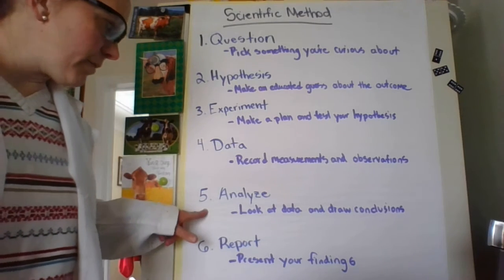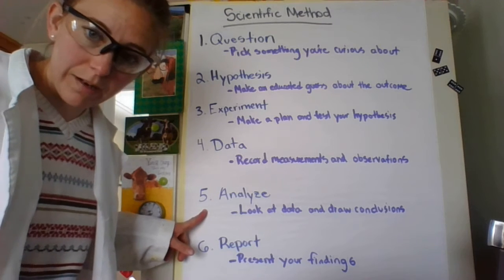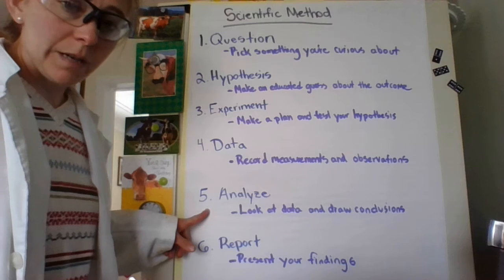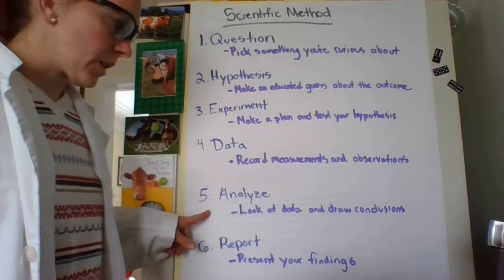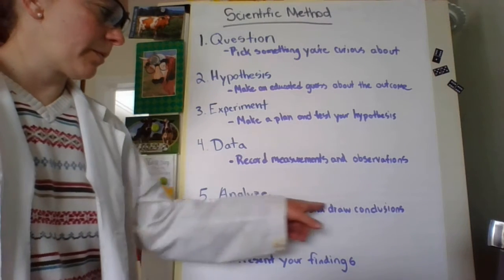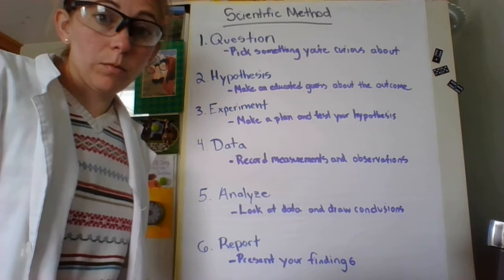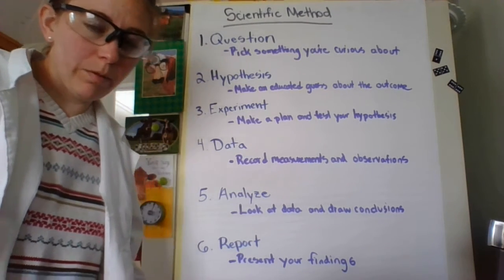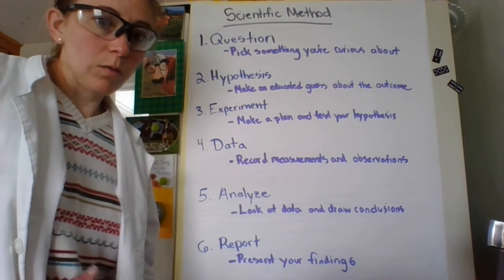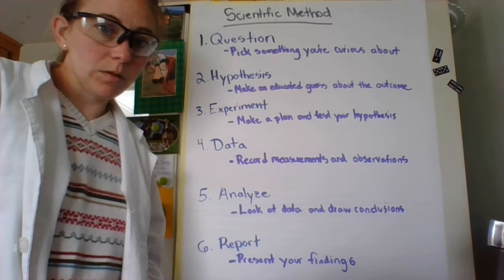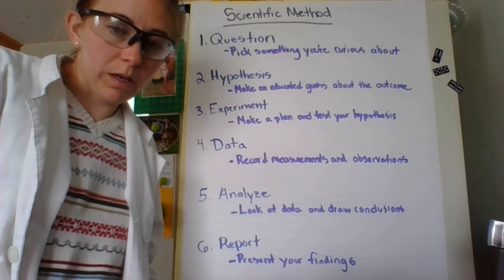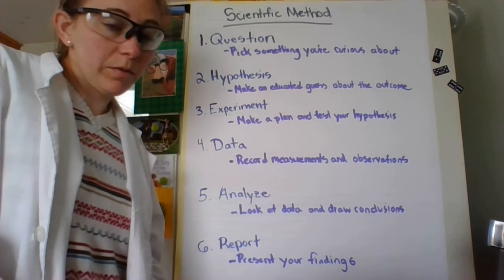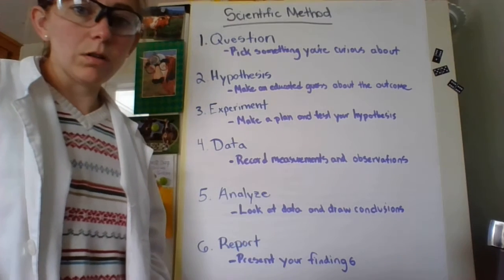And number 5, analyze, where you take a deep look at the data and draw conclusions and think about, why did my results come out the way they did? Sometimes you get what you thought would come out. Maybe the hypothesis you said was correct. And sometimes you don't get the hypothesis that you thought would come out. And that's okay. You're still learning something from it, whether you got the results you thought you would or different results.